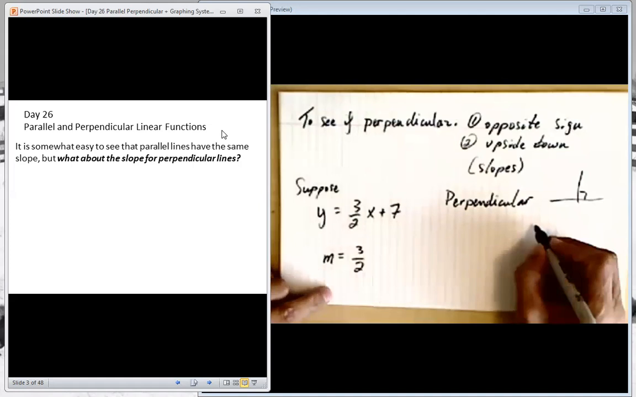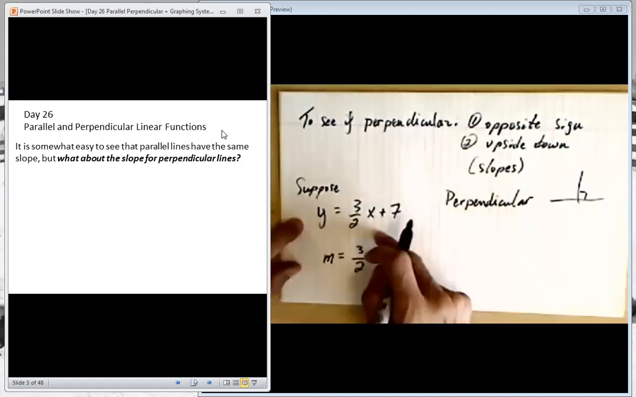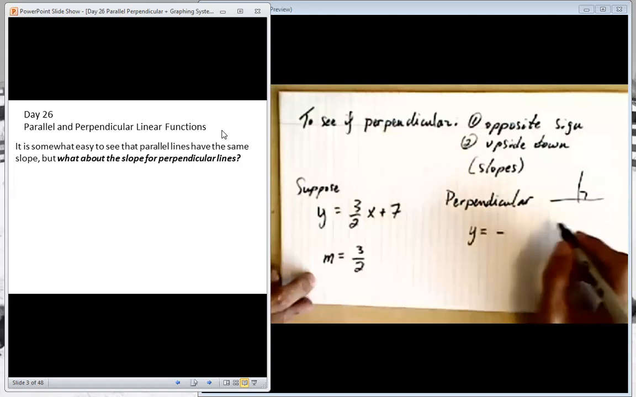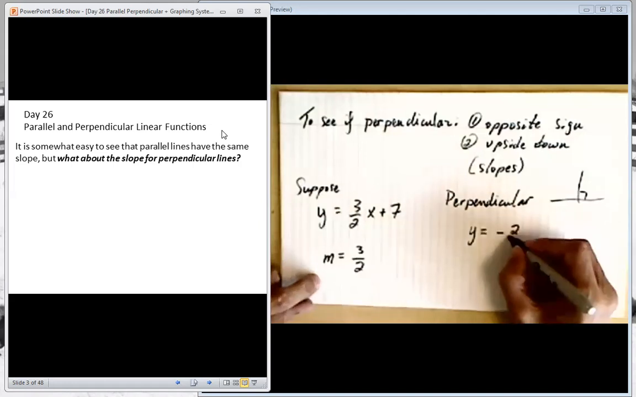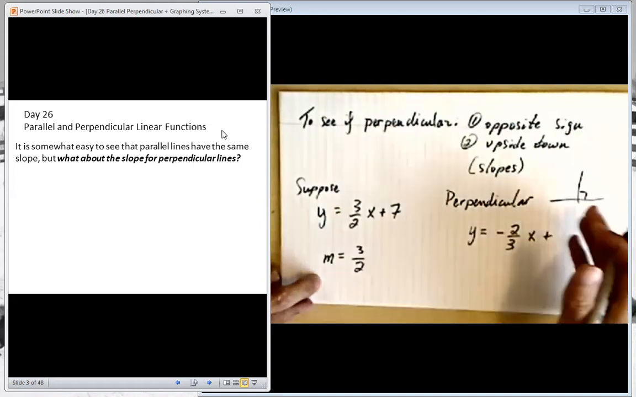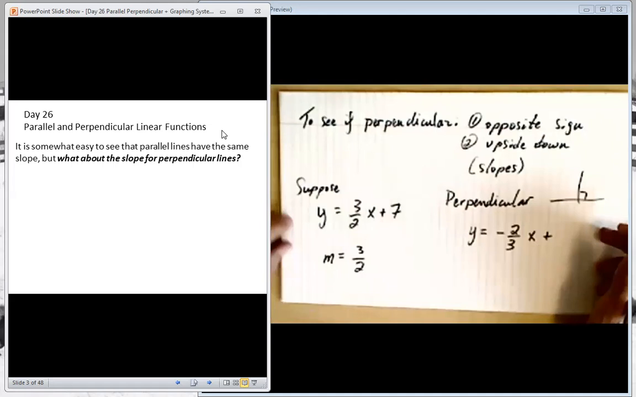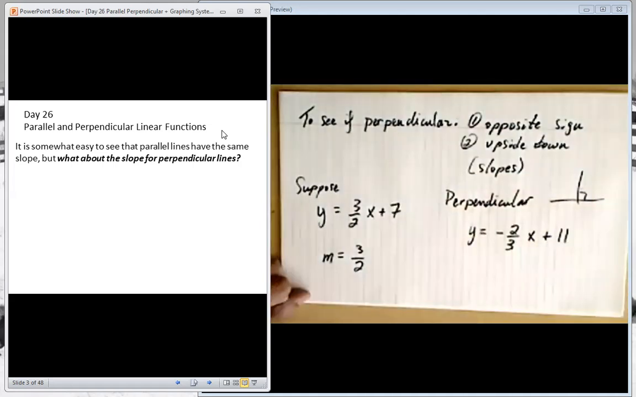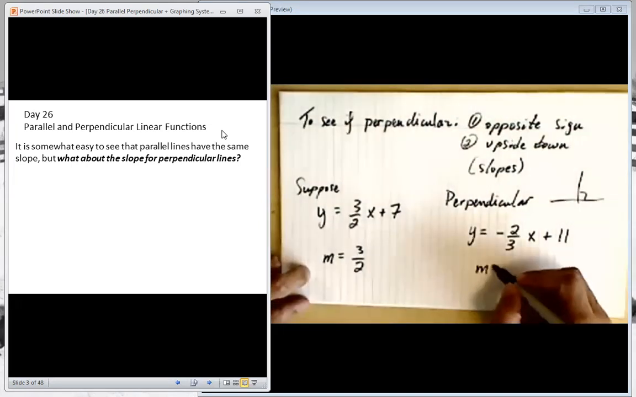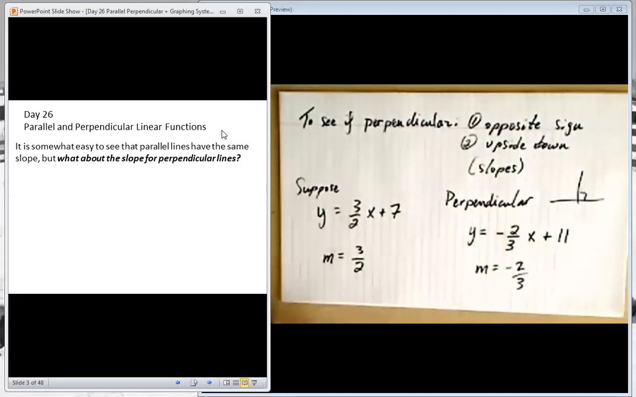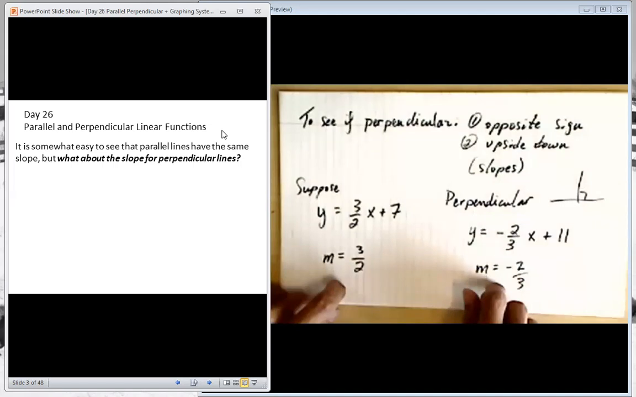So the perpendicular, an example here would be y is equal to opposite sign, minus, upside down, 2 over 3 x plus some other number, right? Doesn't really matter there. So I'll just say 11. The main thing to watch is how the slopes are different from one another. Opposite signs, upside down.